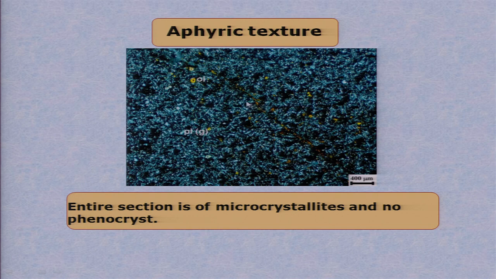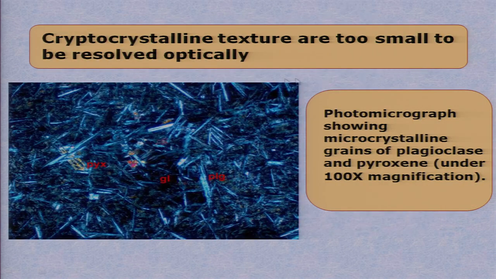Microcrystalline means they are neither of much bigger size nor smaller size, they are in between large and small size crystals. Cryptocrystalline textures are too small to be resolved optically, even under the microscope. It is seen here under this photomicrograph at high resolution, almost 100x. These rod-like minerals are often called microlites, and they are plagioclase and pyroxene crystals, marked over this photomicrograph.